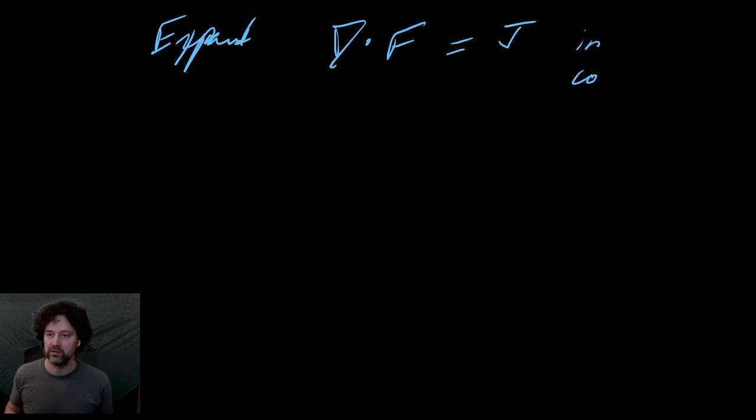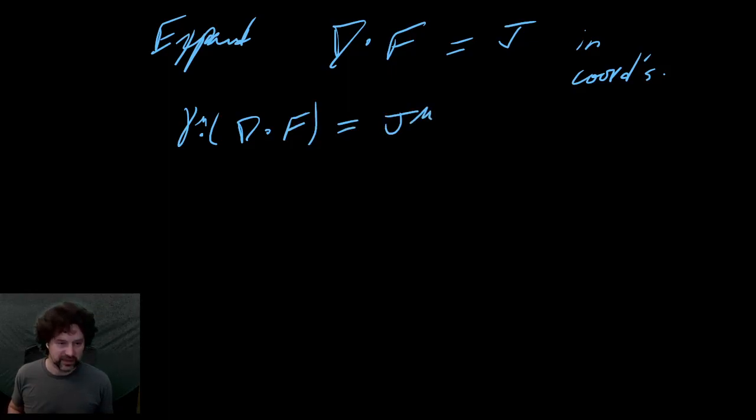So the next step, and this would be the second last thing to do, is that now we want to expand grad dotted with F equals J in coordinates. To do that, we just have to dot both sides with one of the basis vectors. We'll say gamma mu dotted with grad dot F equals J mu. This is a four-vector, here is a four-vector, we end up with a scalar, and that scalar is going to be J mu, because J mu is J dot with gamma mu.